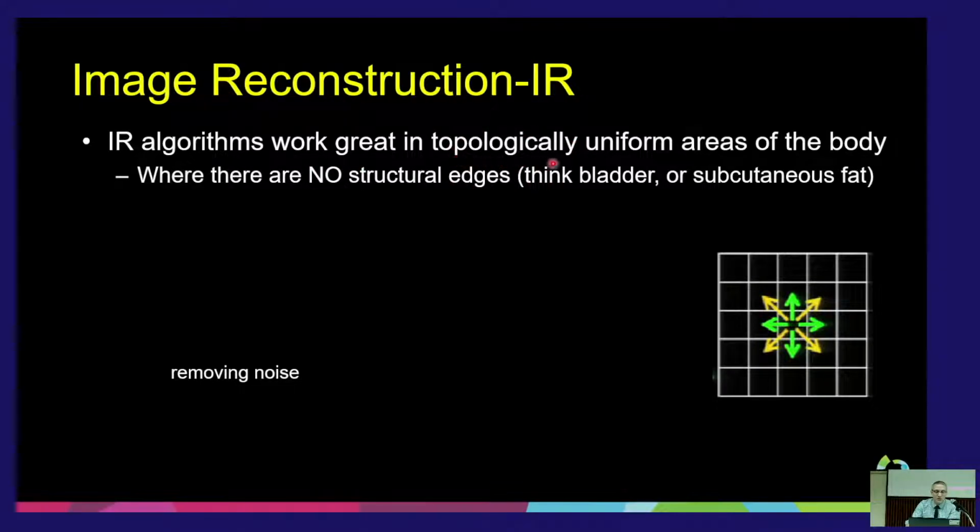Iterative reconstruction works wonderfully in areas that are topologically uniform. So think of a filled bladder. The inside of that bladder is largely just liquid. It's just uniform. Or think of certain parts of the liver, the liver parenchyma, where there's no vasculature, it's just uniform structure.